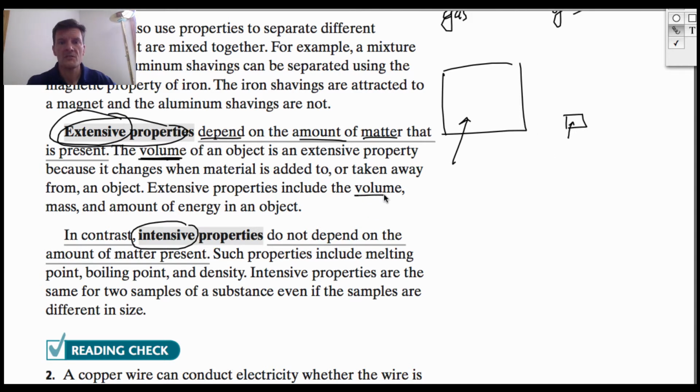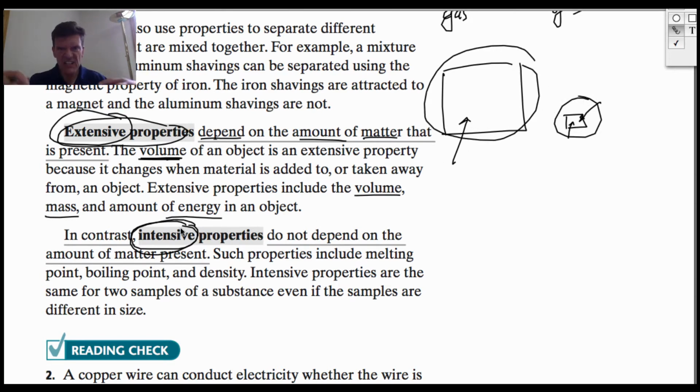So volume, mass: if you have a lot of something, the mass is going to be bigger than if you have a little bit of it. Or the amount of energy. If you have a lot of something, you have a lot more particles moving around that carry a lot more energy collectively than a small amount of that same material. So extensive means it depends on how much you have.